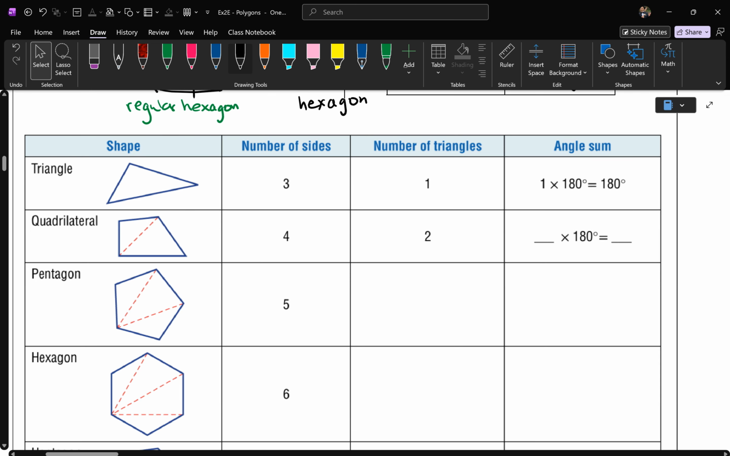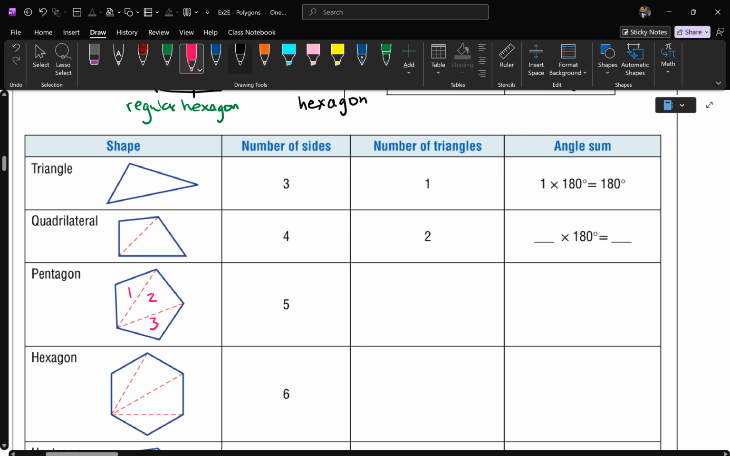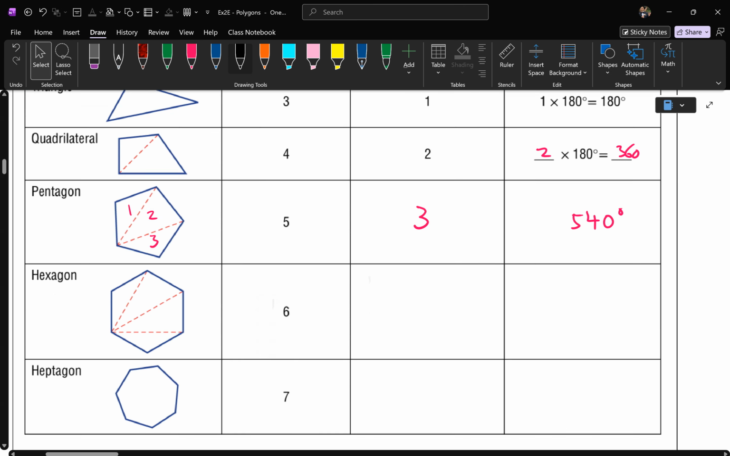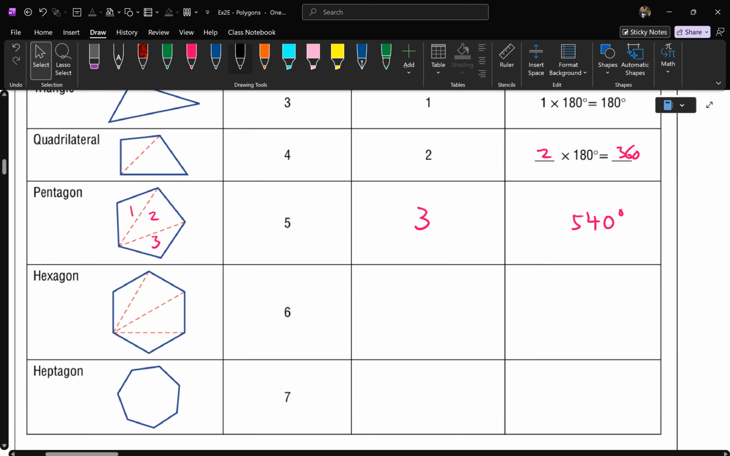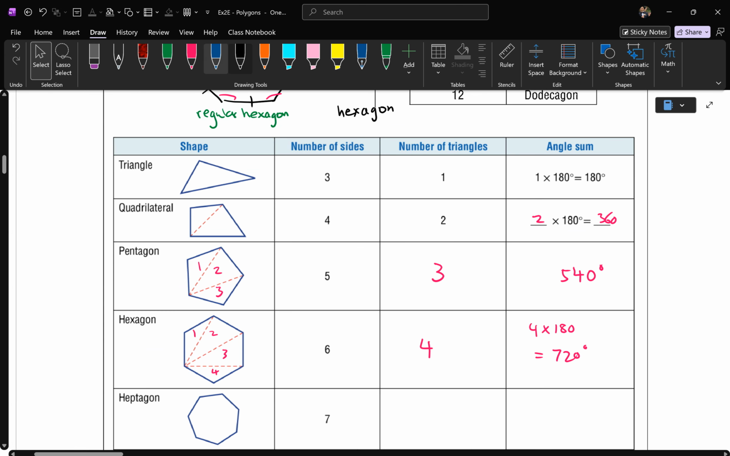5 sides, a pentagon, has 1, 2, 3 triangles. So here we go. Let's fill it in. 1, 2, 3. You got 3 triangles. 3 times 180 gets you 540 degrees. Now, if you look at a 6-sided shape, which is the one I showed you before, this one has 1, 2, 3, 4 triangles. And 4 times 180 is 720 degrees. Do you guys see a pattern? What's the pattern for the number of sides?